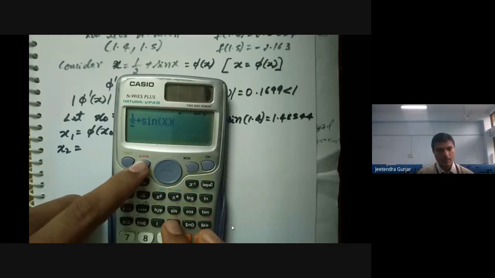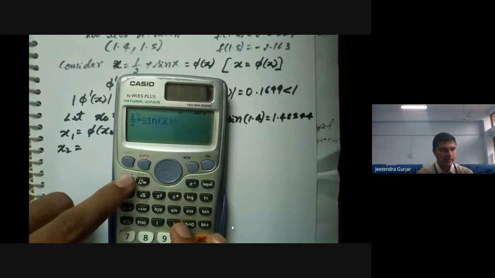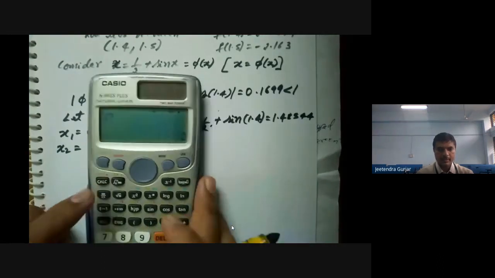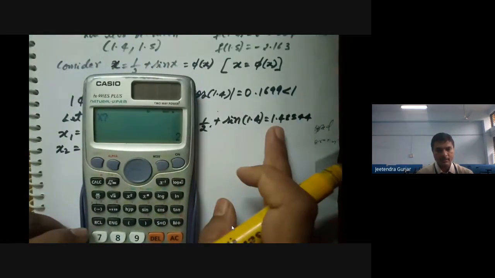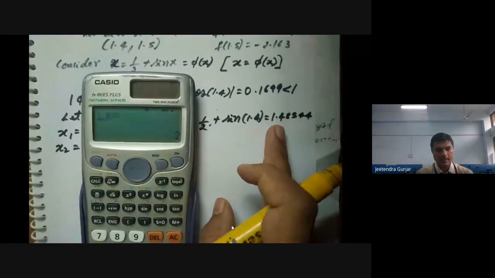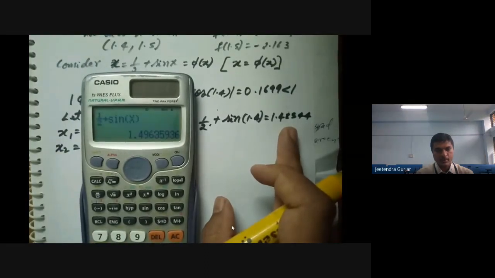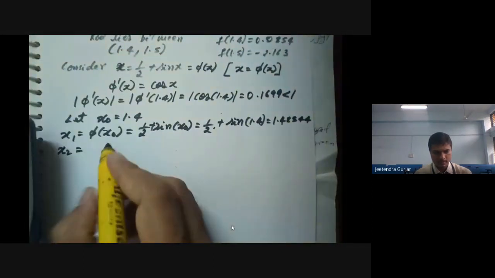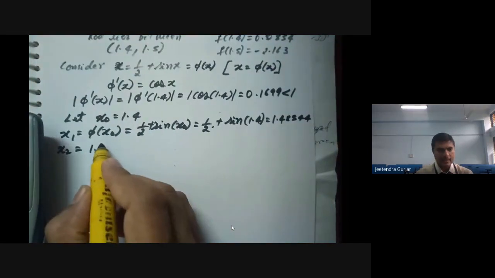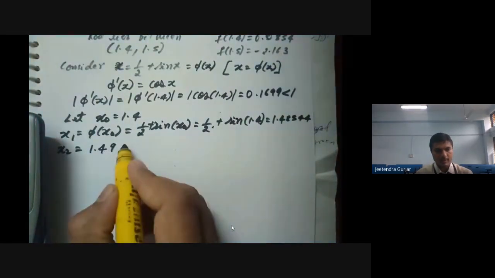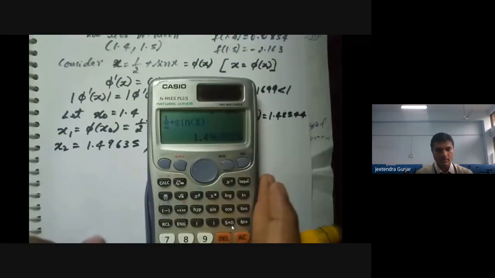So you can fix this equation: 1 upon 2 plus sine x, and then press the CALC button. It will ask for the x value. So every time, there is no need of typing all the values. Just put in this equation, press calculate, and type the x value. So the x value here is 1.48544, and you get 1.4963. It is very simple, students. You get the direct value now. The equation is already fixed in the calculator. Don't change any settings in the calculator throughout this process.